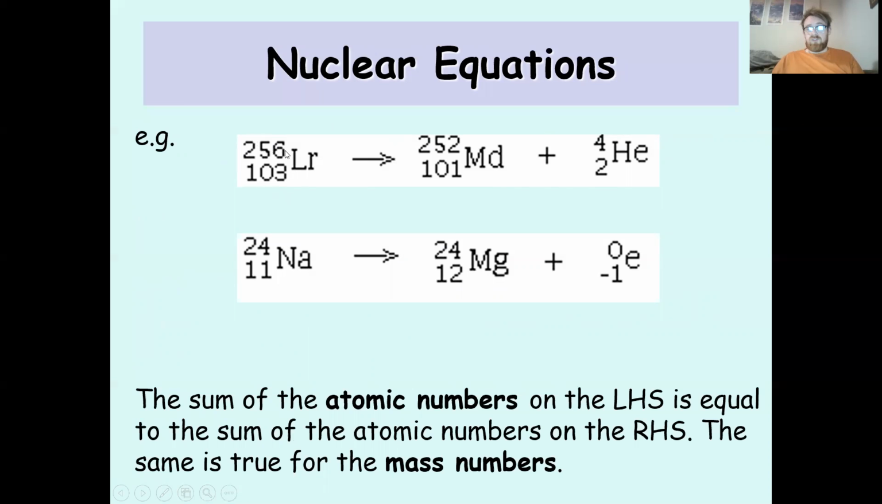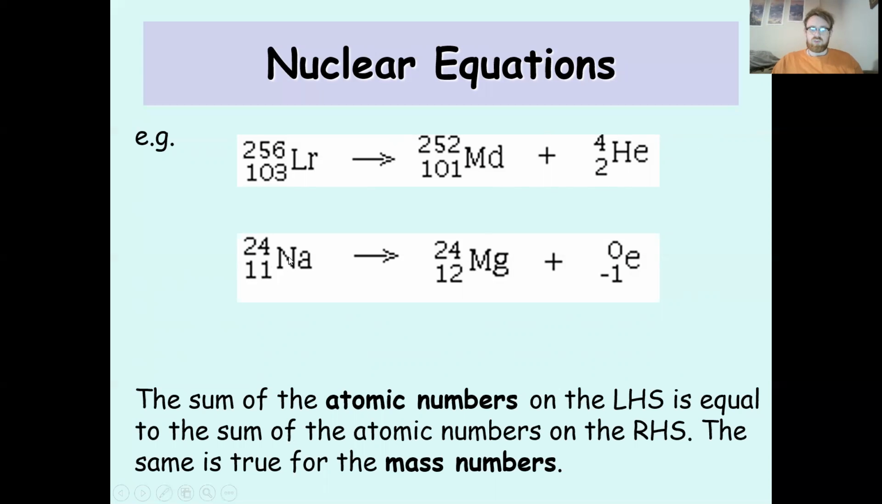So on this side we've got 256. That gives out a helium nucleus or an alpha particle with 4 mass. So therefore we are left with 252. 256 before the arrow, 252 plus 4 gives 256 after the arrow. And that's the same no matter what. Okay, you need to make sure that your numbers add up before and after.